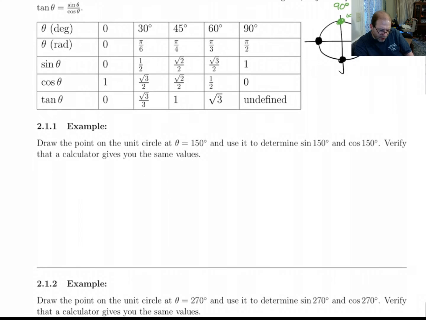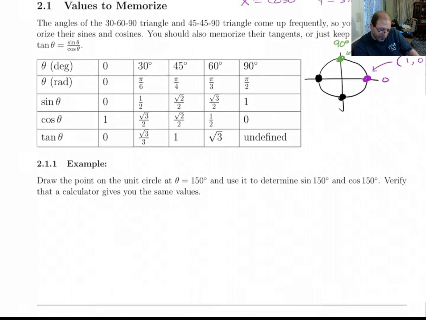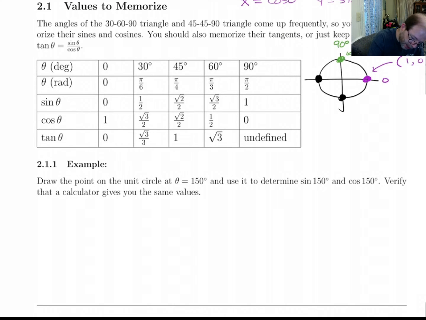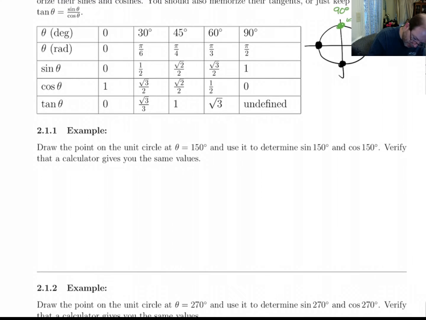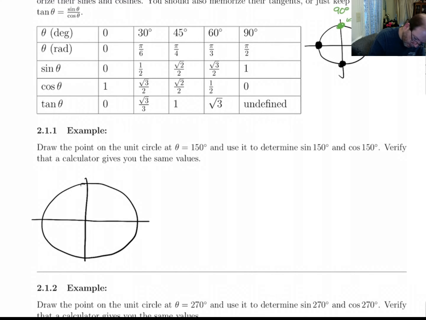Okay, I want to do a couple of examples here. This is going to lead up to the idea of reference angles. Draw the point on the unit circle at theta equals 150 degrees and use it to determine sine of 150 and cosine of 150. Let's do that and then verify on a calculator that it's correct. All right, so unit circle. All right, this is 180 degrees. So 150 degrees is going to be back here.